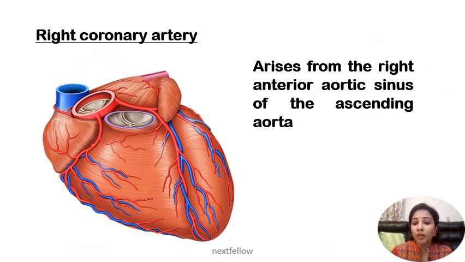So let's talk about the right coronary artery a little more in detail. It arises from the right anterior aortic sinus from the ascending aorta. So we can see here it is getting origin and it runs in the atrioventricular groove. This is the right atrium, here is the right ventricle. So this groove is called as right coronary sulcus. It runs in the right coronary sulcus and we can see it winds round the inferior border of the heart to go to the posterior side.